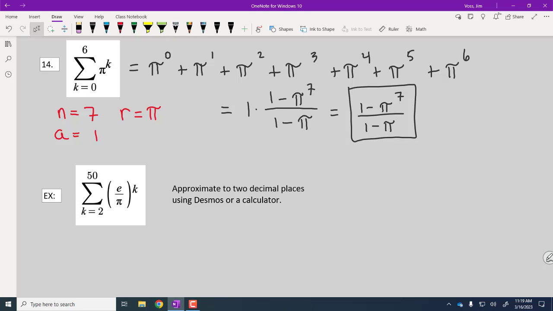Okay, let's take a look at this one. So you all try this one. So we have a sum from 2 to 50, e over pi to the k. See if you can find that partial sum or that finite sum.